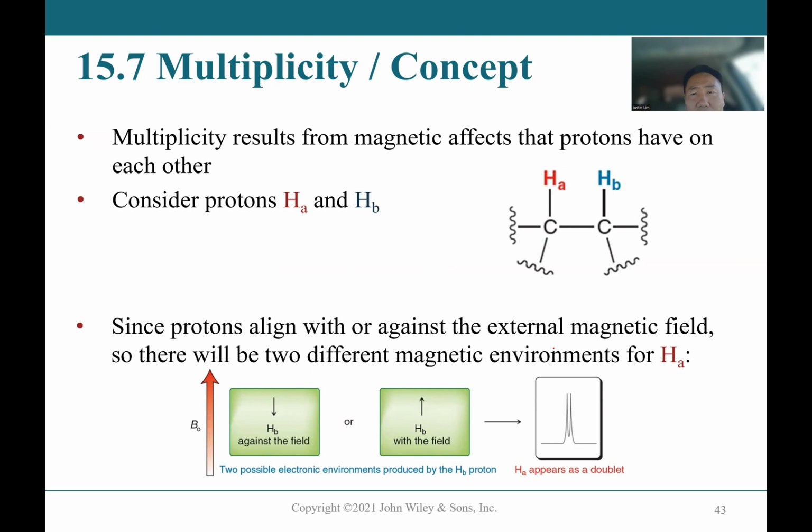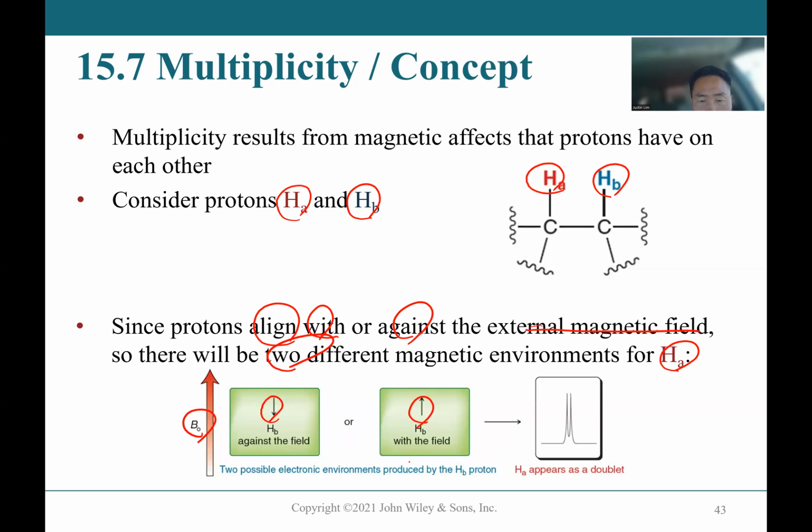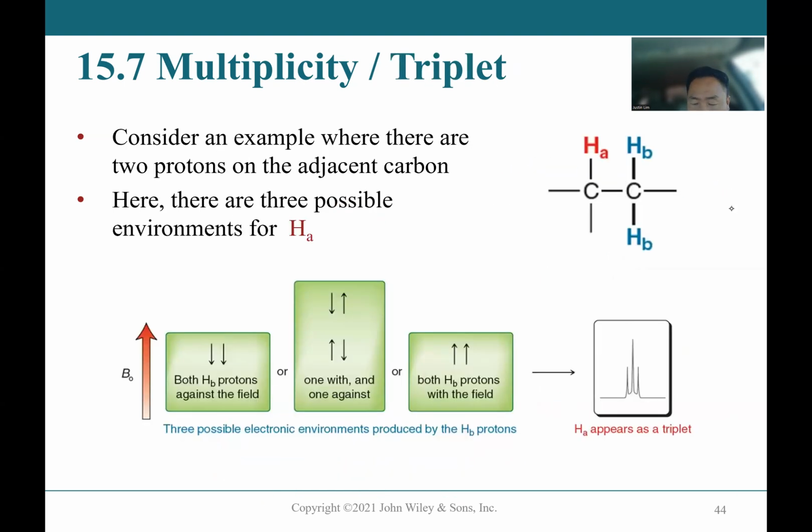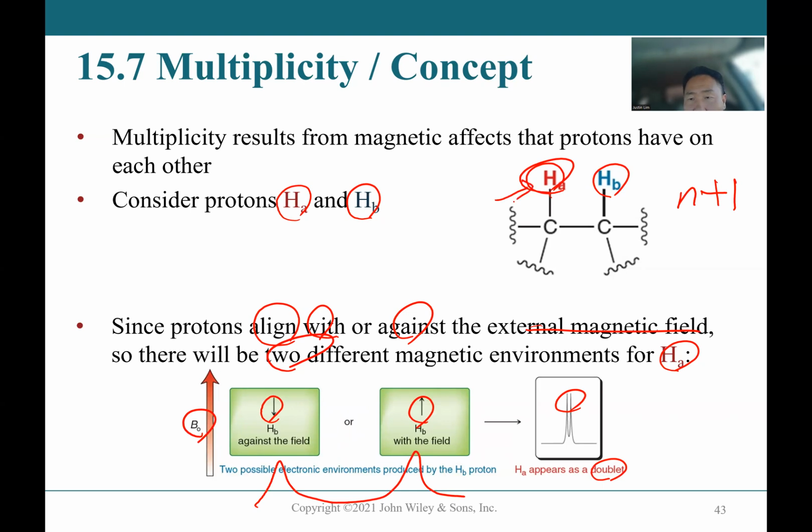Multiplicity results from the magnetic effect protons have on each other. Consider protons HA and HB. Since protons align with or against the external magnetic field, there will be two different magnetic environments for HA. So against and with. You can draw signals. So you can see HA appears as a doublet. Also, you can use the n plus 1 rule to see the splitting pattern of HA.